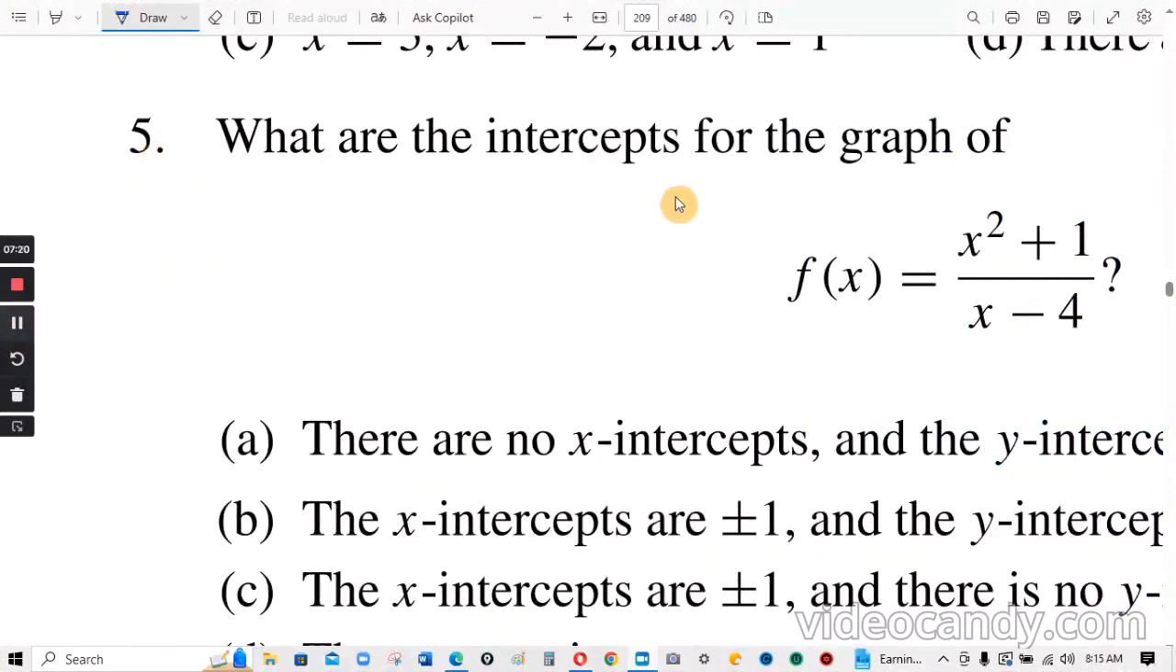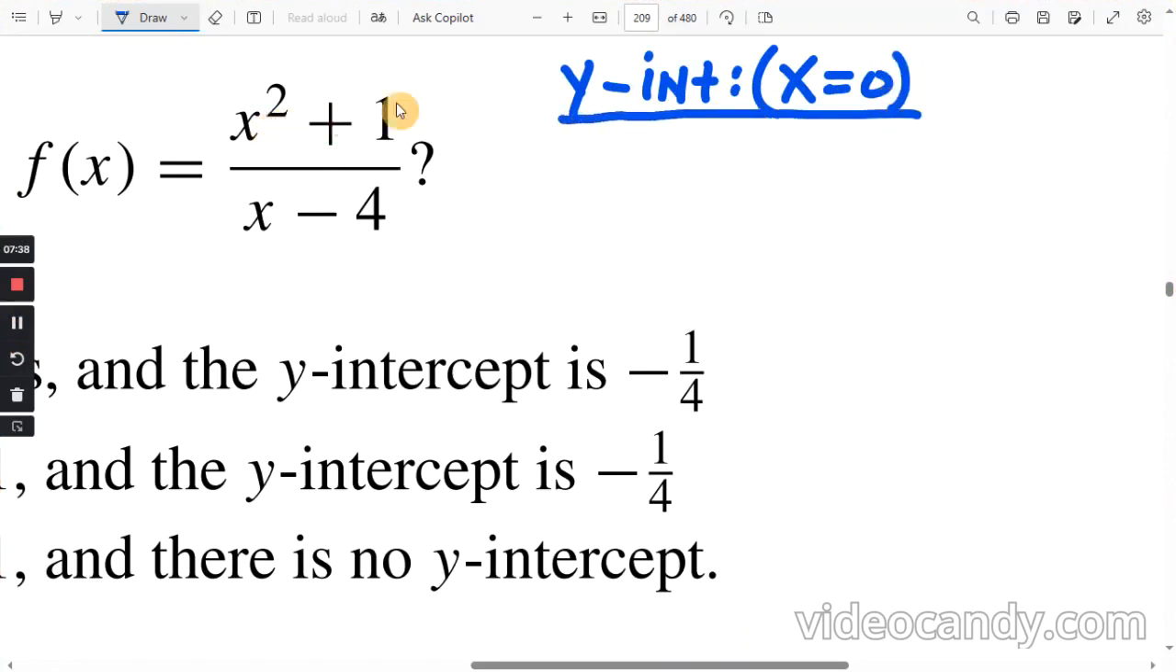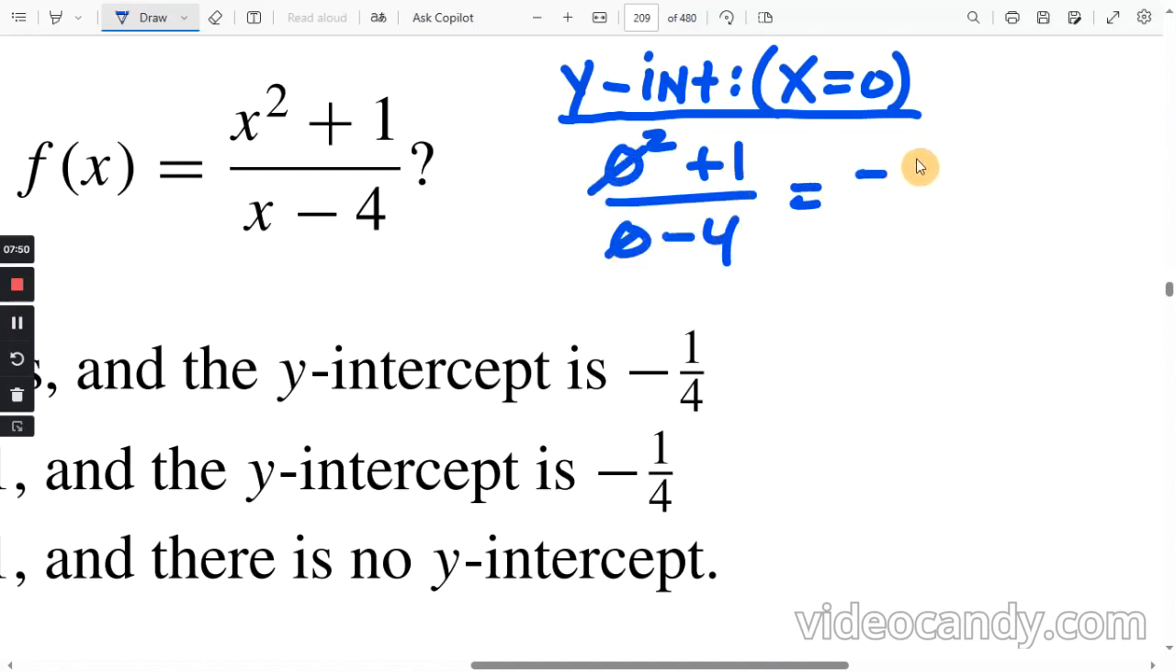Number 5, what are the intercepts for the graph of this function here? All right, for the y-intercept, that's when x equals 0. So pretty simple, you plug in 0 in place of x. You got 0 squared plus 1 divided by 0 minus 4. Zeros cancel, and 1 over negative 4 is going to be negative 1/4.